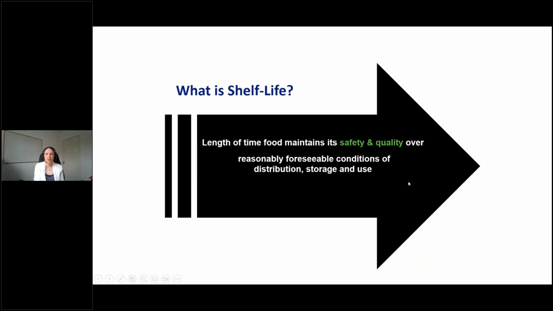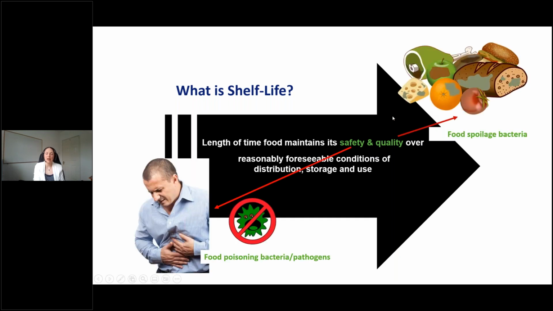So considerations for setting shelf life. So what is shelf life? It's the length of time food maintains its safety and quality over reasonably foreseeable conditions of distribution, storage, and use. Today's presentation, we're mostly going to focus on setting a safe shelf life in relation to microbiological food safety. But of course, shelf life always goes hand in hand with the quality of the food over the shelf life. And here you're really thinking about food spoilage bacteria. But the key thing to remember is that for any food that's spoiled, it's usually visibly spoiled, or it smells bad, or it tastes bad. So it's easy for the consumer to see that food is bad and I shouldn't eat it.